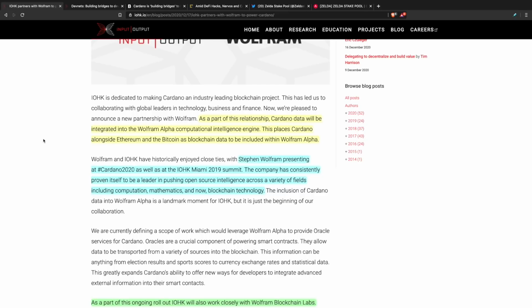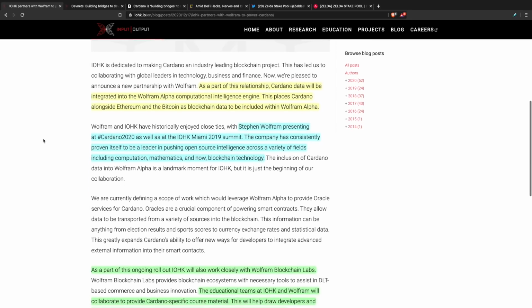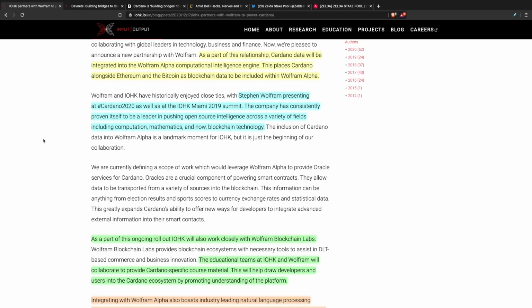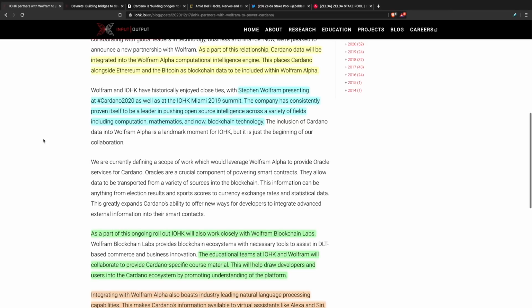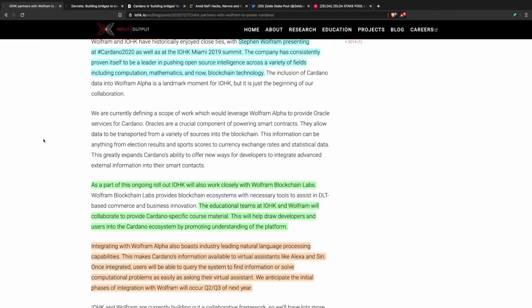Now, Wolfram and IOHK have historically had close ties. Stephen Wolfram actually presented at the Cardano 2020 Virtual Summit, as well as the IOHK Miami Summit in 2019. Their company has consistently proven themselves to be leaders in pushing open source intelligence across a variety of fields, including computation, mathematics, and now blockchain technology. Very exciting developments. As part of this ongoing rollout, IOHK is going to be working very closely with them, and their educational teams are going to collaborate to provide Cardano-specific course materials. What this is intended to do is help to draw in developers and users into the Cardano ecosystem by promoting the understanding of the platform. So education being very key and an integral piece into the adoption for developers and users for this blockchain technology.